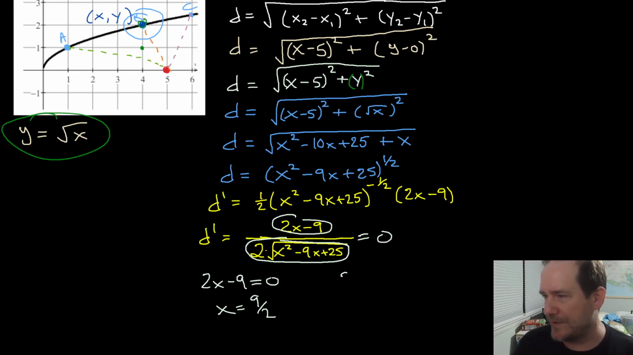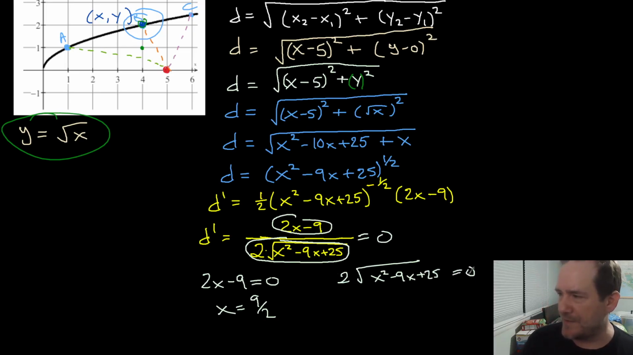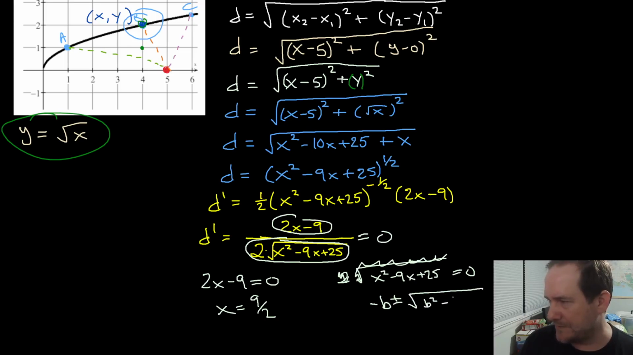But if I grab this whole thing, the 2 times the square root of x squared minus 9x plus 25, if we set that equal to 0, we would divide by 2 and the 0 wouldn't change. We'd square both sides and the 0 wouldn't change. And then we'd have this quadratic. Now this quadratic is not factorable, which means you'd have to use negative b plus or minus the square root of b squared minus 4ac all over 2a. Remember, that's supposed to be a 4. It just gets corrected by my program.